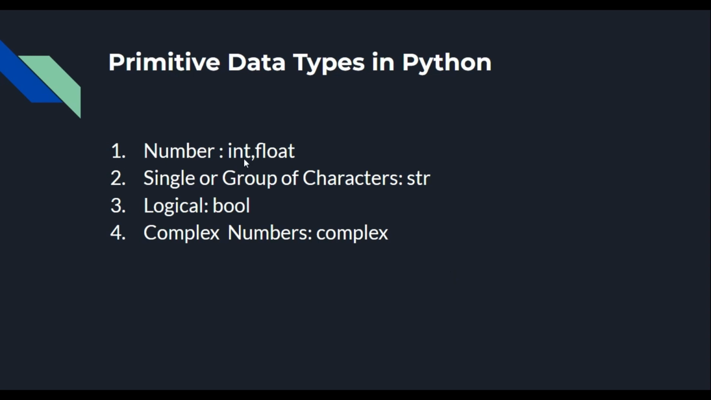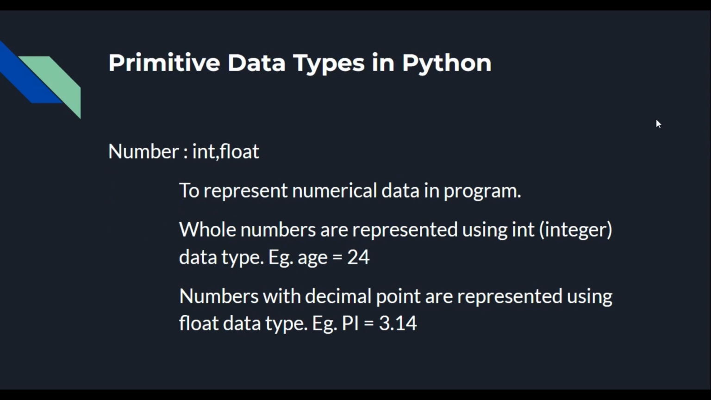To represent numerical data, we have int and float. To represent single or group of characters, we have str data type. To represent logical conditions, that is true or false, we have boolean data type, that is bool. Then to represent complex numbers, we have complex data type in Python. So whenever you want to represent numbers in your program, you have to use number data types. So we have int and float data type in Python.